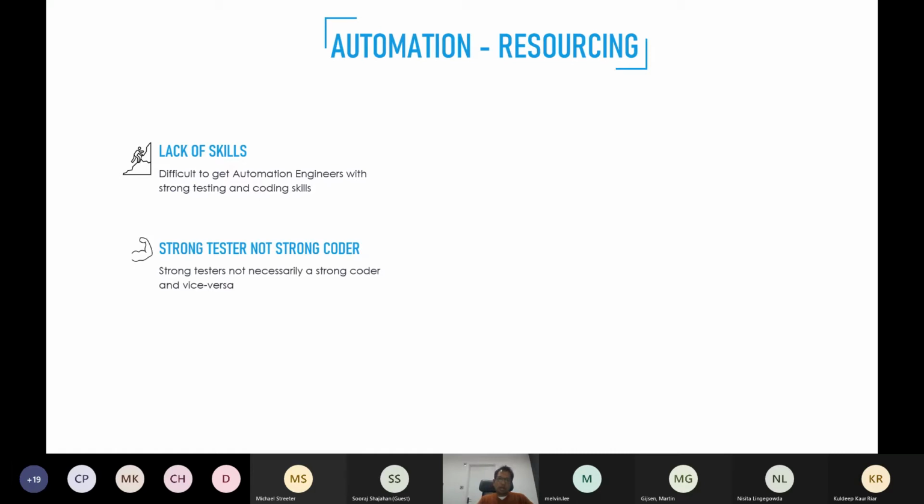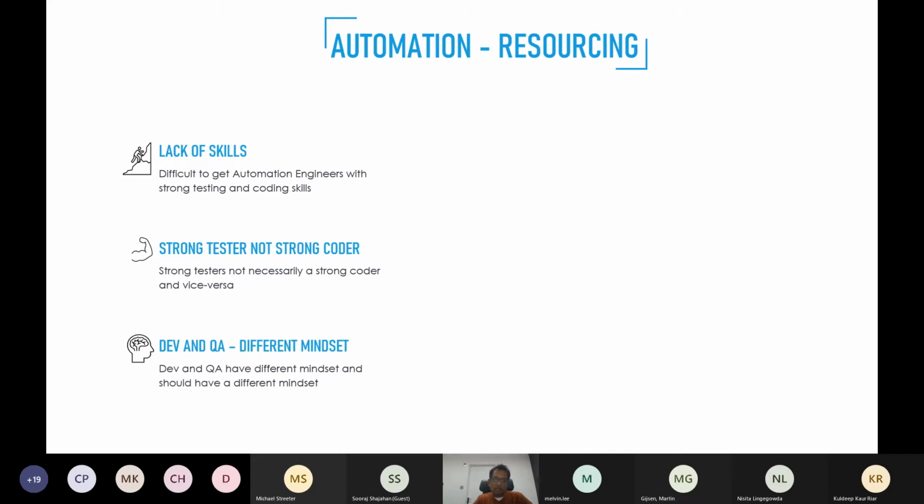So what happens is now many projects, including the projects I've worked on, take a tester, maybe send them on a coding course, and then try to make them an automation engineer. The problem is a strong tester doesn't have to be a strong coder, and vice versa.